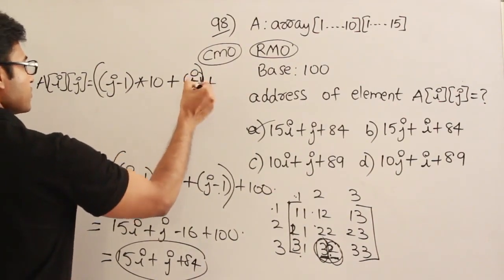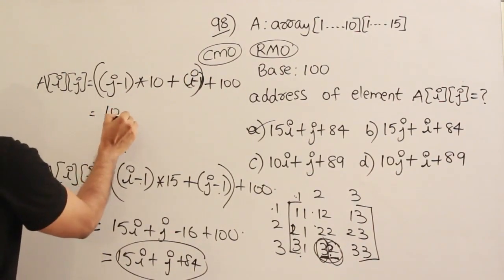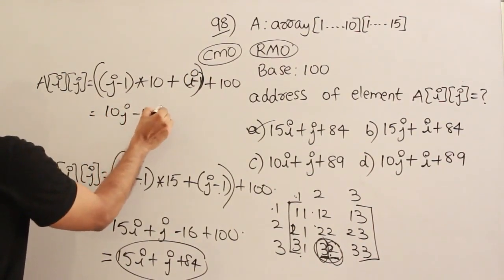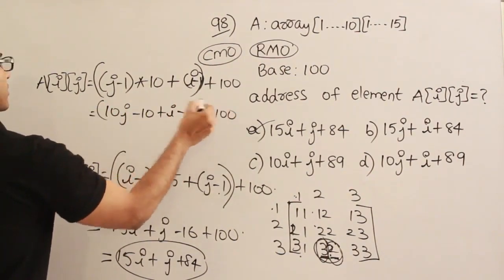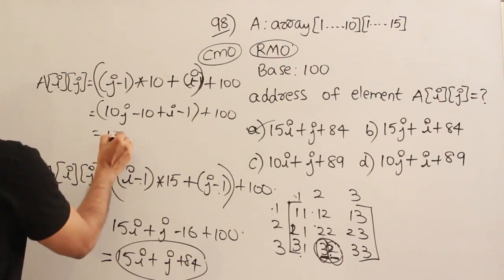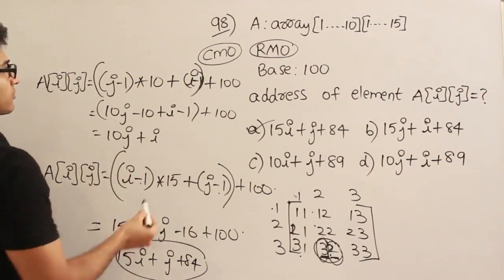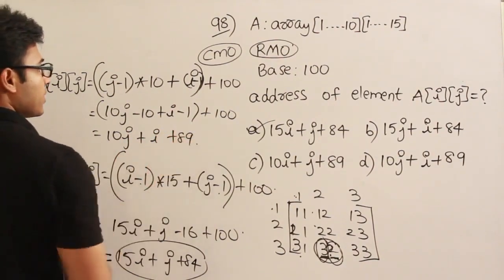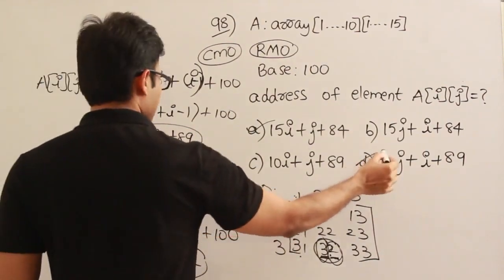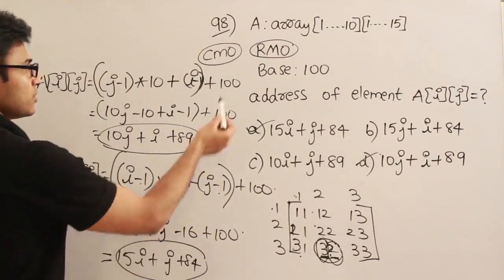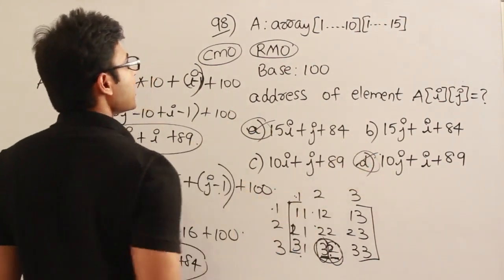Oh, I minus 1, right? So I minus 1 plus 100. So how much is this? It is 10 into j minus 10 plus I minus 1 plus 100. So how much is it going to be? 10j plus I minus 11 plus 100, which is 10j plus I plus 89. So in case of column major order, this is the answer: 10j plus I plus 89. Anyway, they have asked only row major order and the answer is 15I plus j plus 84. In case they had asked about column major order, this would have been the answer.